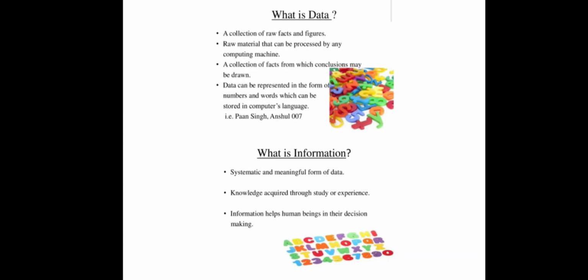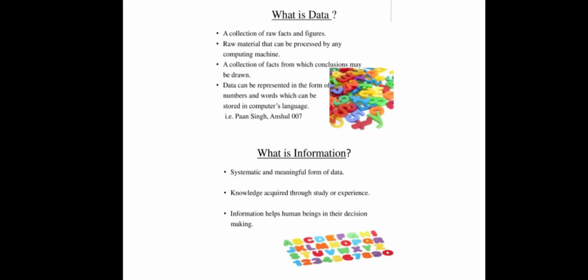And next one is, what is data? A collection of raw facts and figures is called data. Raw material that can be processed by any computing machine. Data can be represented in the form of numbers and words which can be stored in the computer language. For example, you can write 23. It is only data. You don't know what the actual meaning is. Is it a roll number? Is it a university roll number? What is this? That is only a raw fact and figure, called data.